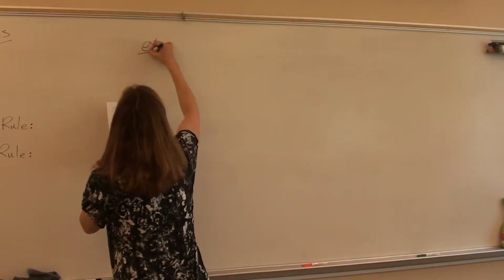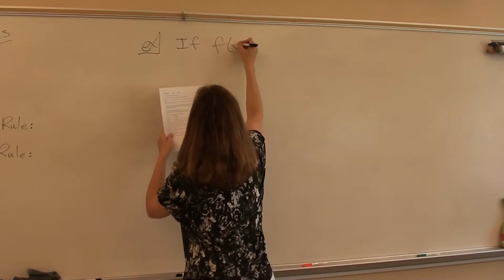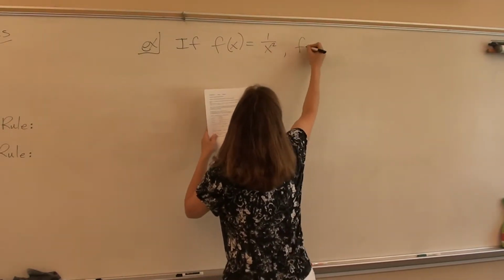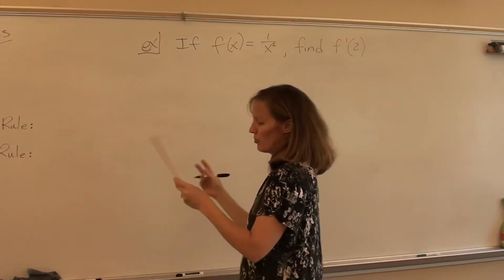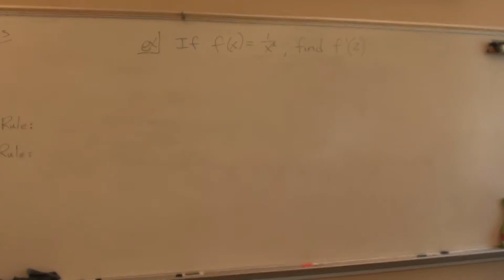First example, so this will be like number 6. If f of x equals 1 over x squared, find f prime of 2. Now you know how when we use the limit definition of the derivative, there were 3 definitions. We had a general definition which gave us f prime of x, and then we had 2 alternate definitions which gave us f prime of a specific number.